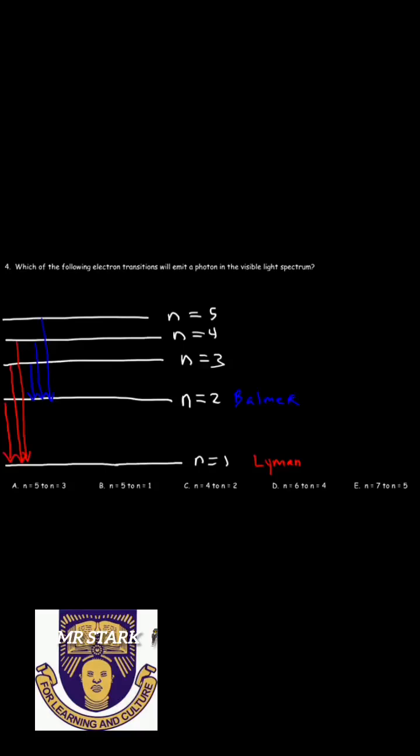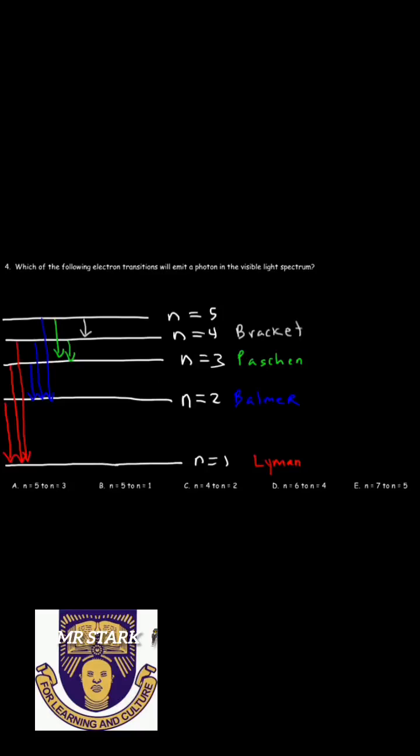And if the final state is the third energy level, let's say from 5 to 3 or 4 to 3, this is known as the Paschen series. I'm not sure exactly how you say its name. I think it's Paschen. You can look it up though. And then if it falls, let's say from 6 to 4 or 5 to 4, that's known as the Brackett series.